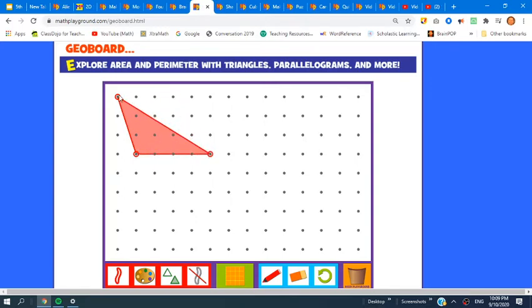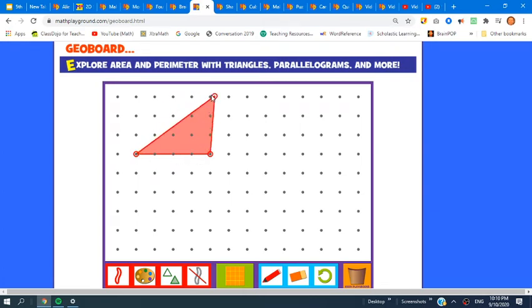What if I go like that? Is this an equilateral triangle? Yes, now it is. It means that all three of these angles are the same measurement. I think they're all 60 degrees. Okay, we can also make a right triangle.